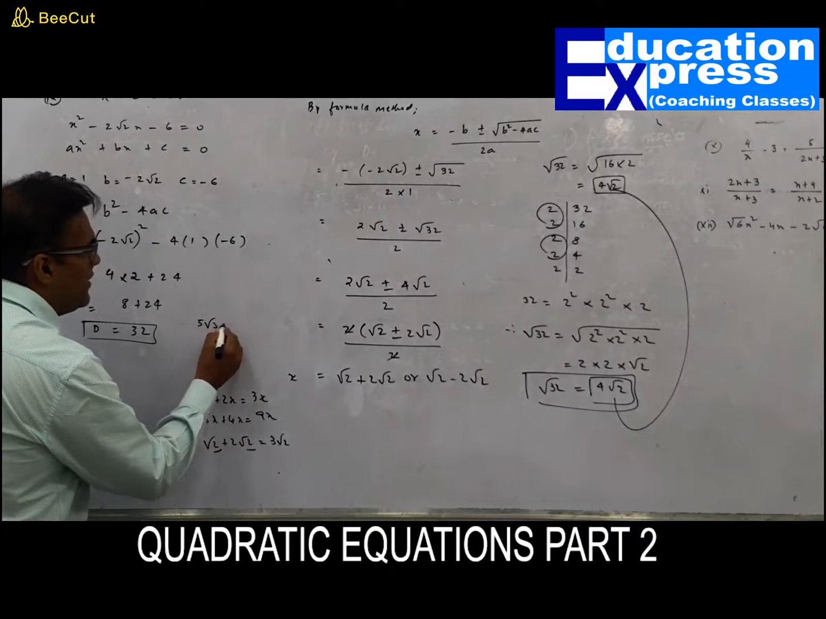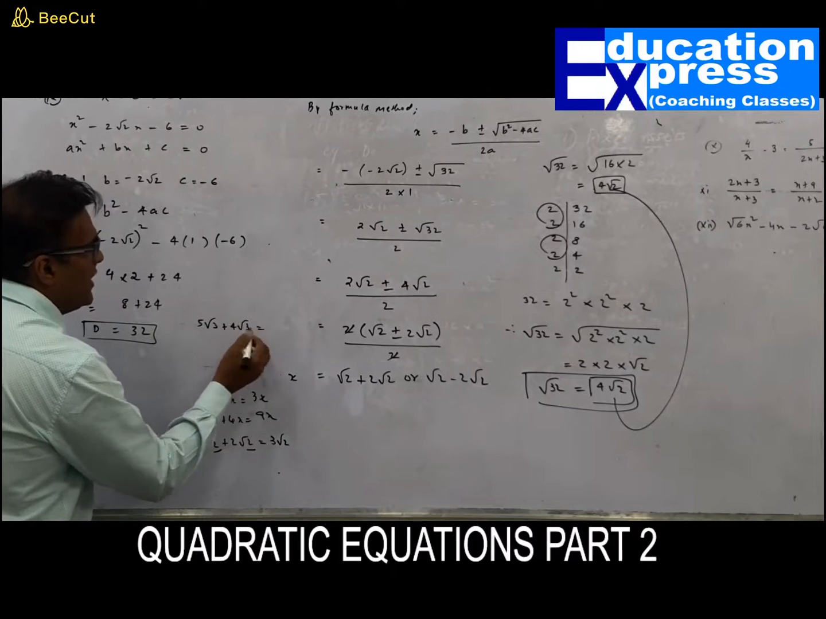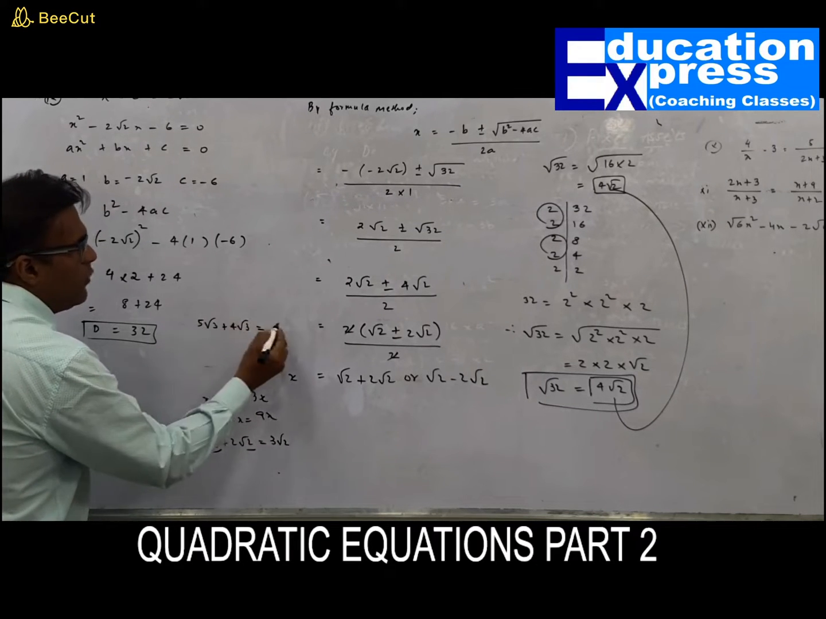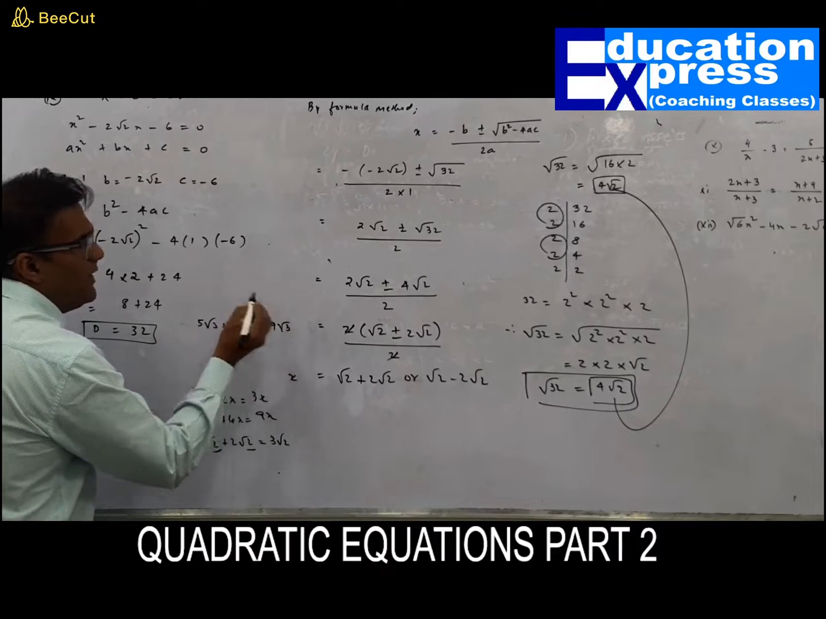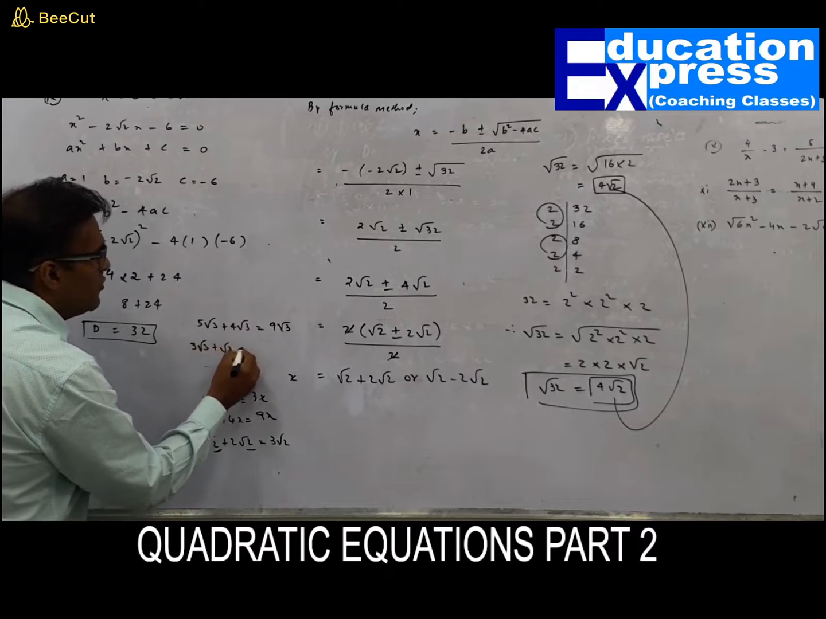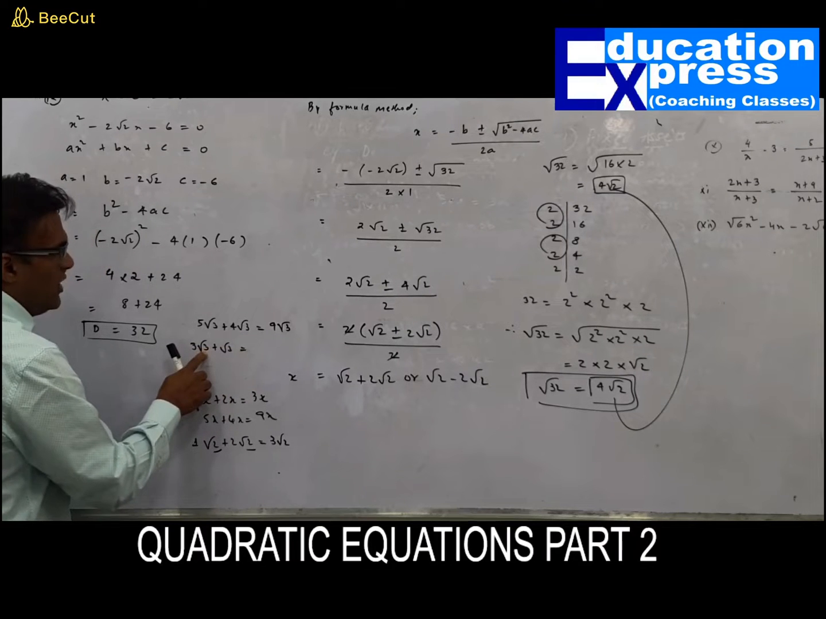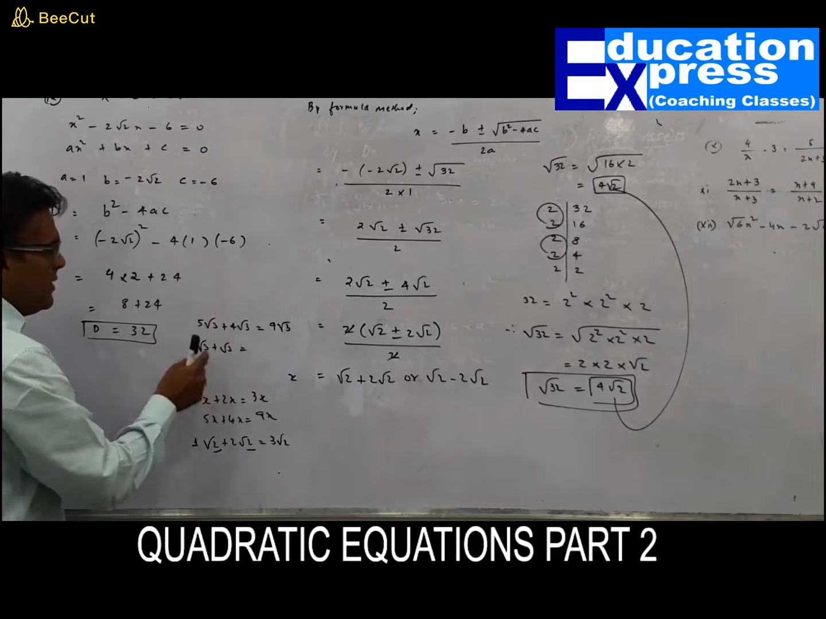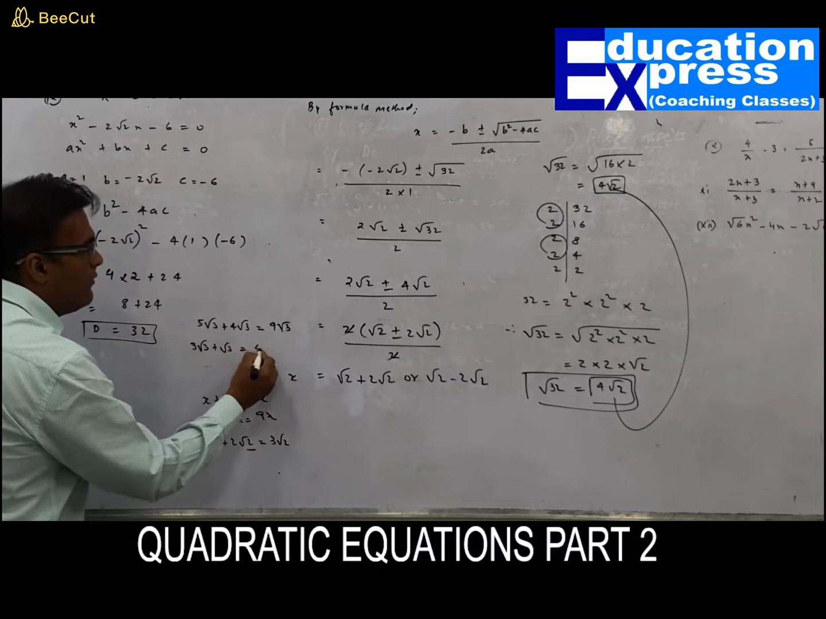5 root 3 plus 4 root 3. 5 plus 4, 9. Root 3 will remain as it is. 3 root 3 plus root 3. 3 root 3. That means 3 apples plus 1 apple. 4 apple.